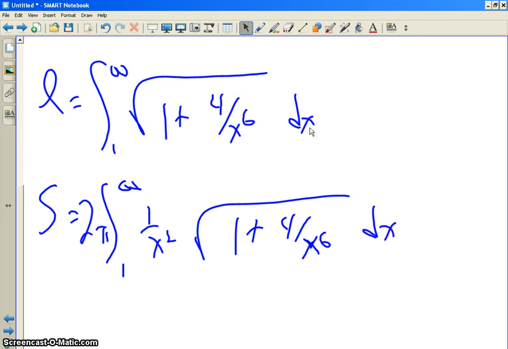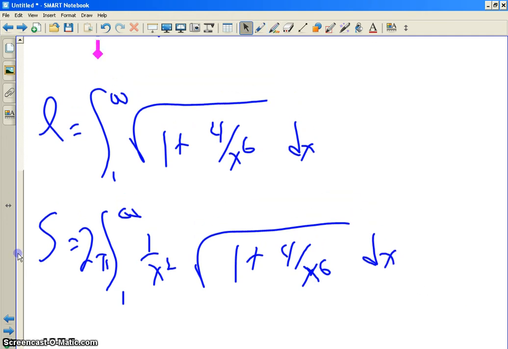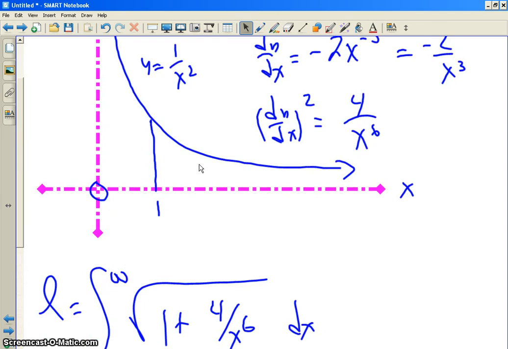By the way, while we're at it, could you make that a volume of revolution? If you had vertical strips in thickness dx, is that disk, washer, or shell? Disk, right? So it's pi r squared. Who's r? y. So if you square y, I want r squared. This is r, so square it. 1 over x to the fourth.